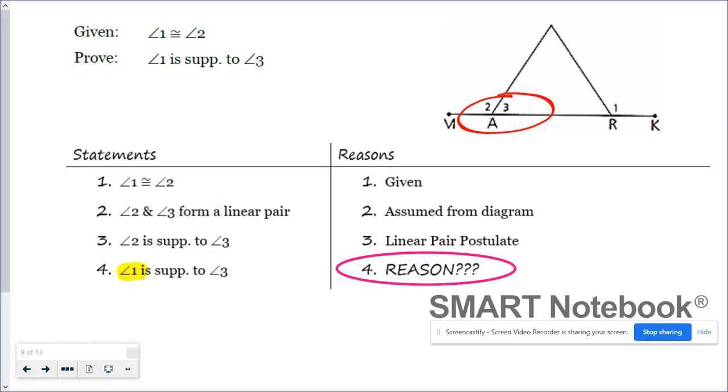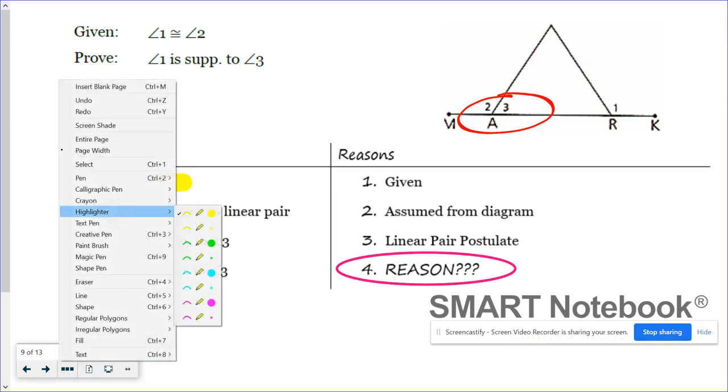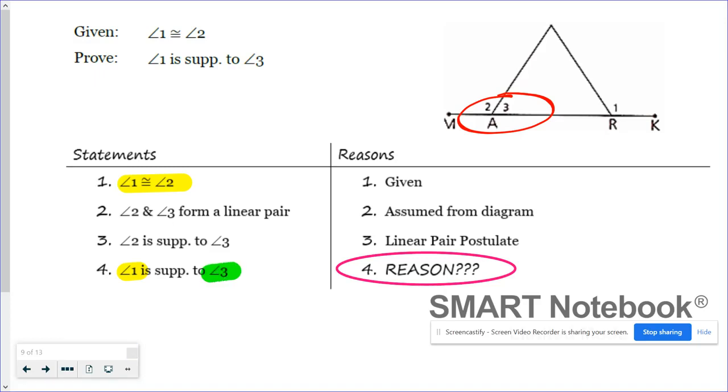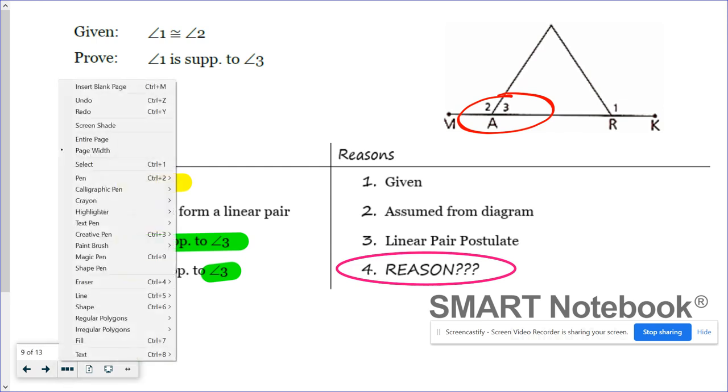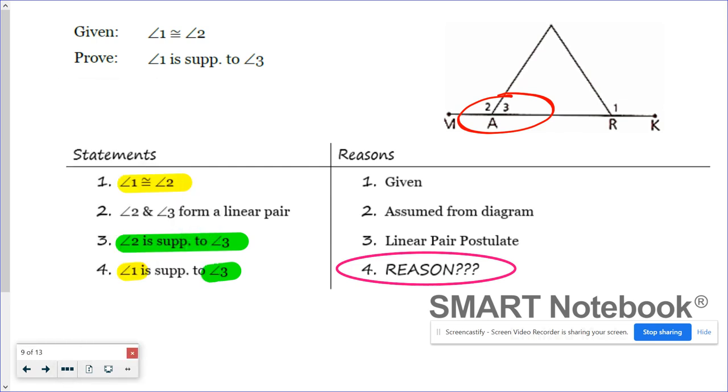So when it comes to angle 1, up here we said angle 1 was congruent to angle 2. When it comes to angle 3, we said right here that 2 and 3 were supplementary. So what happened here? Yeah, there was a replacement scenario. It's like they replaced angle 2 with angle 1, and they could totally do that since they were congruent, and we call this substitution.